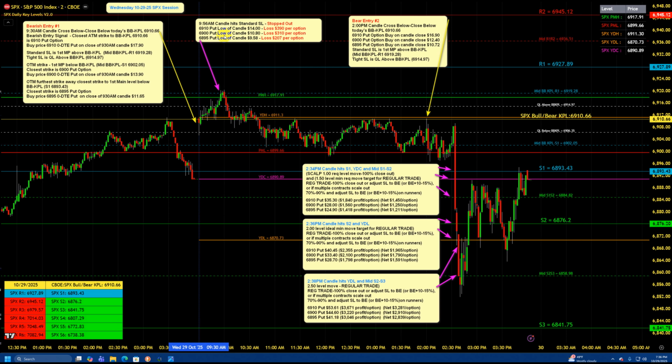So we're going to assume that it stopped out at the worst case scenario with the highest loss. So on here, the low price of the option on this candle, which did touch the standard stop loss level, was $14. You paid $17.90, so that's a $390 loss per option.